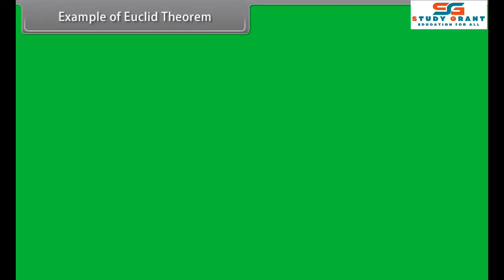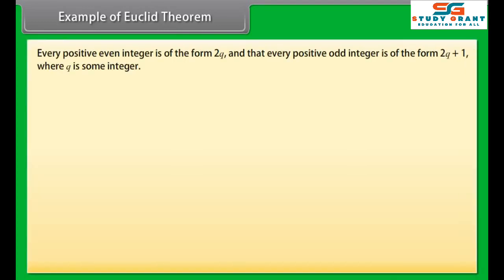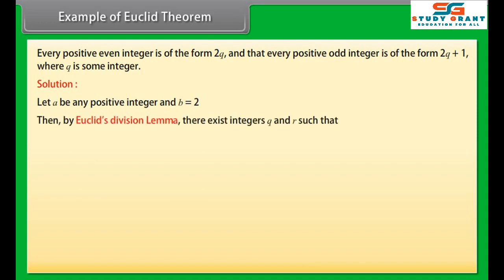Example of Euclid's theorem. Let us now prove that every positive even integer is of the form 2q and that every positive odd integer is of the form 2q + 1, where q is some integer. Solution. Let a be any positive integer and b = 2. Then by Euclid's division lemma, there exist integers q and r such that a = 2q + r, where 0 ≤ r < 2.